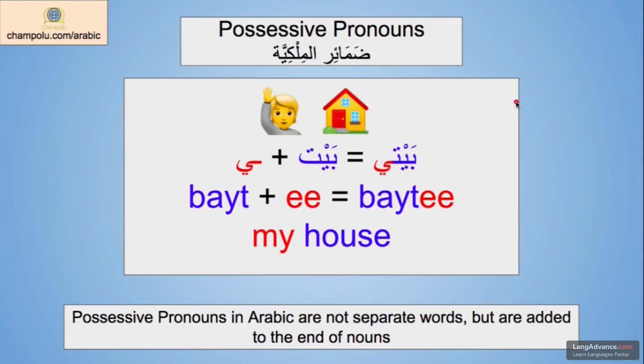Possessive pronouns are not actual words, but rather they are suffixes. They are added after nouns to indicate that these nouns belong to someone. So, for example, for the noun bait, which means house, if I want to say my house, it becomes bayti, bait-i. So the i part here is the suffix that corresponds to my in English. So my house is bayti.